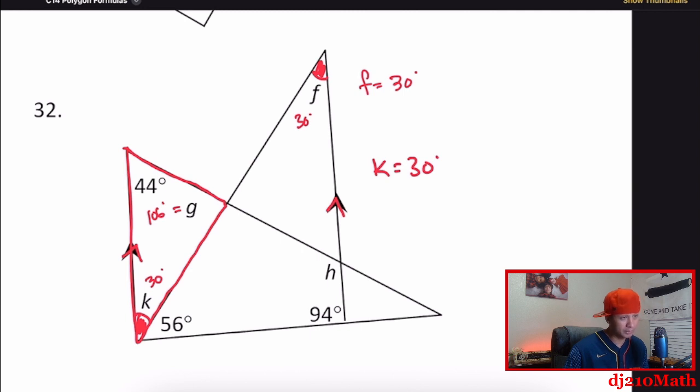If G is 106, now we need to find H, we're not done. I can do 180 minus 106 to make 74. This angle is 74, and that's nice because here we have a quadrilateral. So to figure out H, we can just do 360 minus these three values: 360 minus 74 minus 56 minus 94. H is 136.